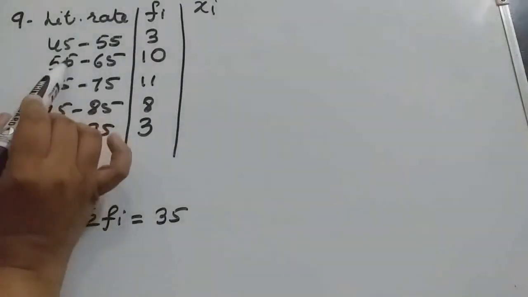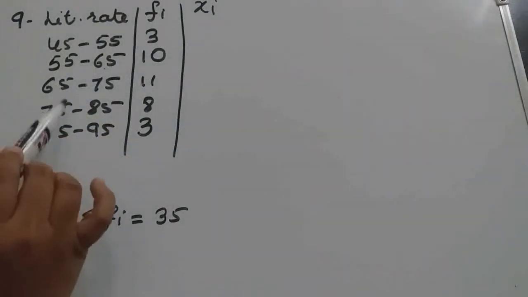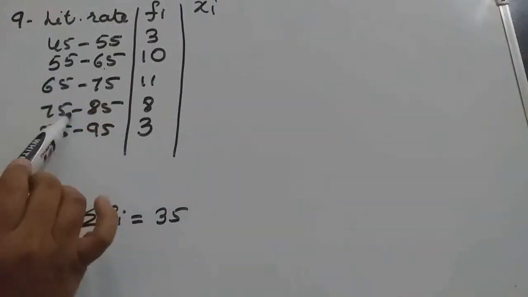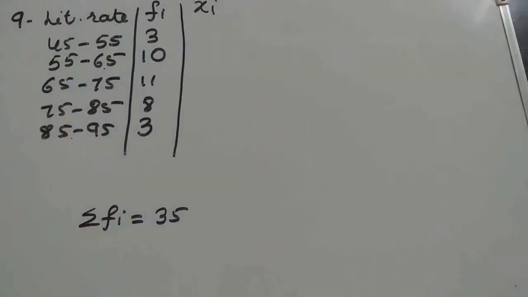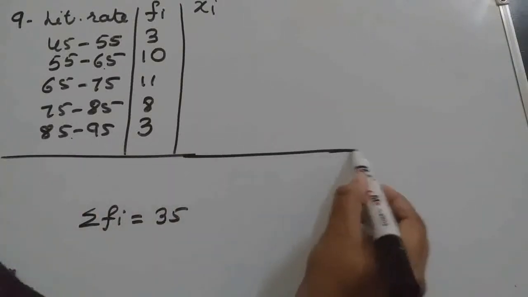Now you can observe here 45 to 55, 55 to 65. In each class the size is the same, isn't it? It's not varying class wise. So it is the same only, so we can go with the usual method.